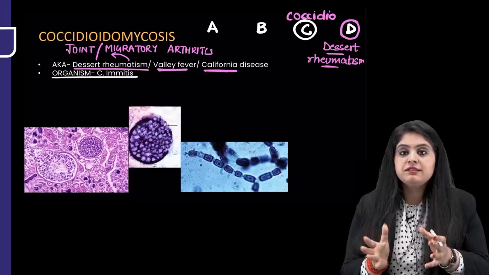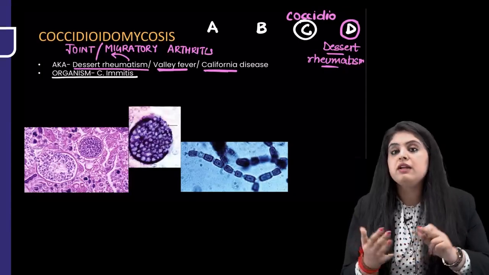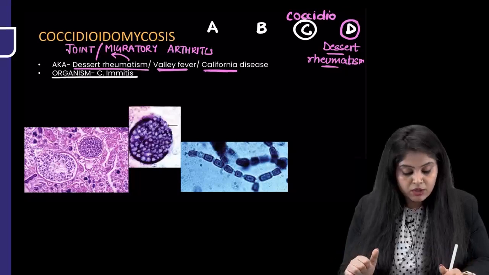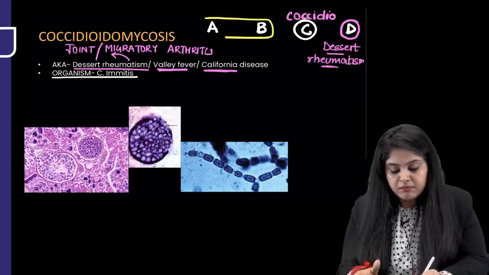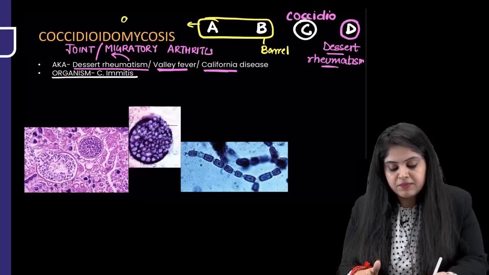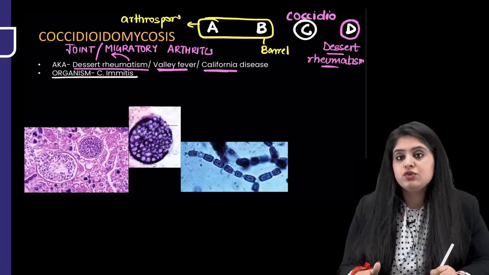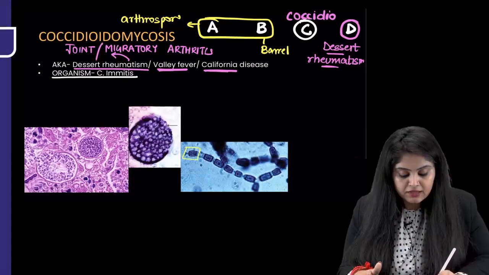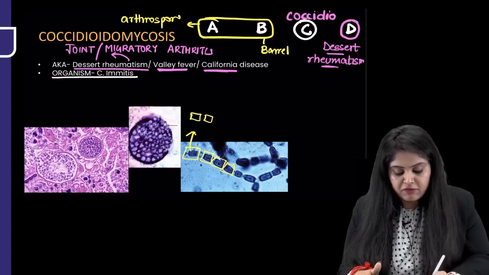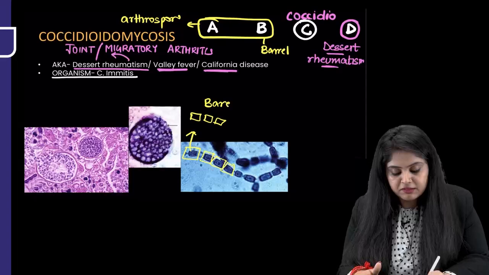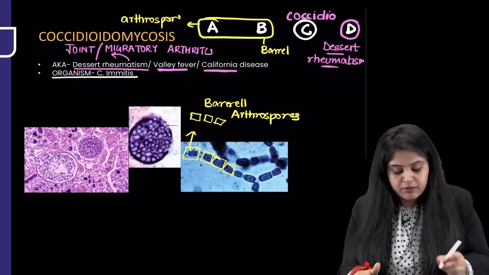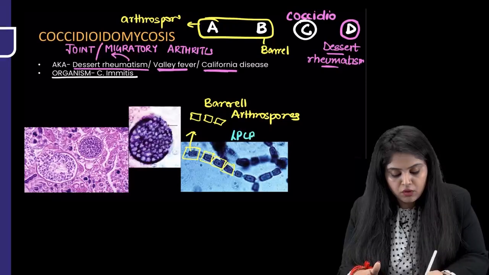So simple, if you learn the word desert rheumatism, you know desert of Arizona, and rheumatism is going to be for joint involvement. What is A and B? Please remember, A and B stands for barrel-shaped arthrospores. B for barrel, A for arthrospores. First and foremost, this is the same picture I had shown you in the beginning of the chapter, and these are the barrel-shaped arthrospores. Please remember these boxes that are formed over here. This is the very famous barrel-shaped arthrospores. And why is it blue in color? Because I can see the very famous lactophenol cotton blue.